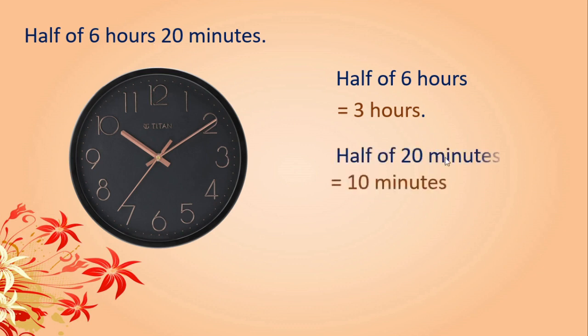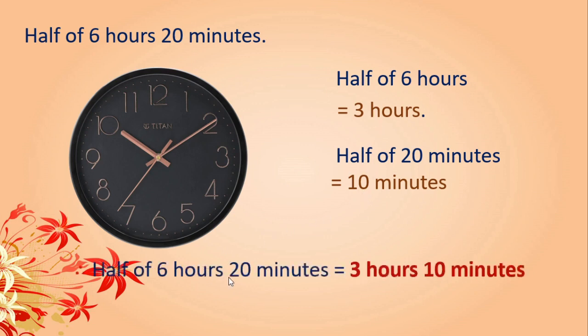So half of 20 minutes is equal to 10 minutes. Got this? So we will add these two. We can write like this. So half of 6 hours 20 minutes is equal to 3 hours and 10 minutes. Okay, got this children? This is very easy if you think properly. Logically.